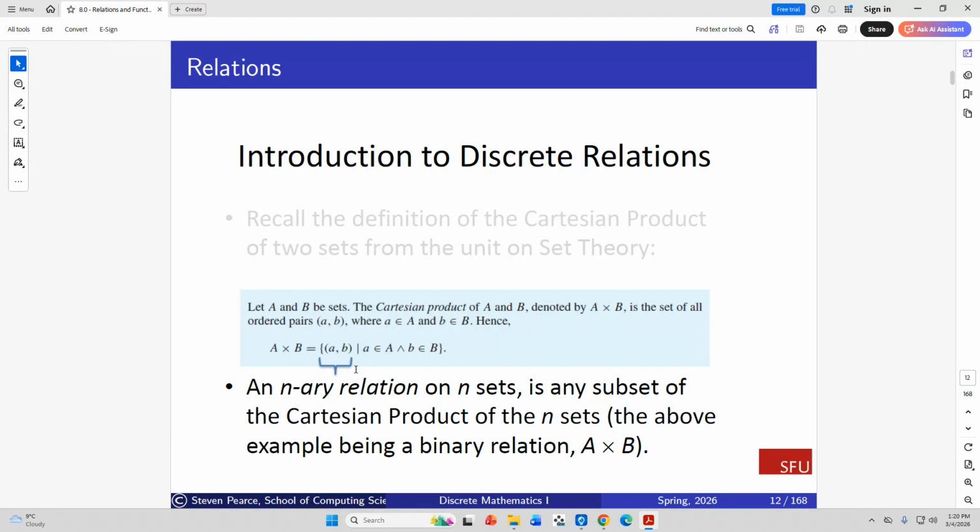Let me repeat that. This is the Cartesian product of two sets. This is a binary relation. Now, there could be a whole space of these ordered pairs based on all the possibilities of A cross B, given A and given B, those two sets. But any subset of those ordered pairs of the Cartesian product is a binary relation in this case. So once again, an n-ary relation, here it's a tuple, is any subset of the Cartesian product of the n sets.